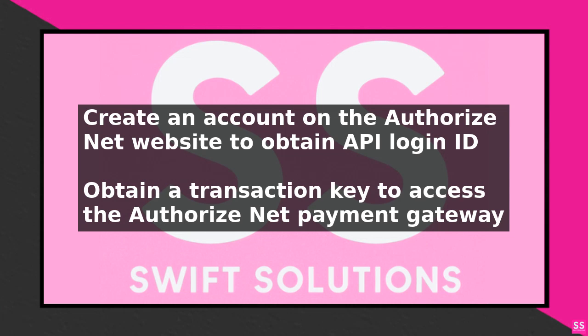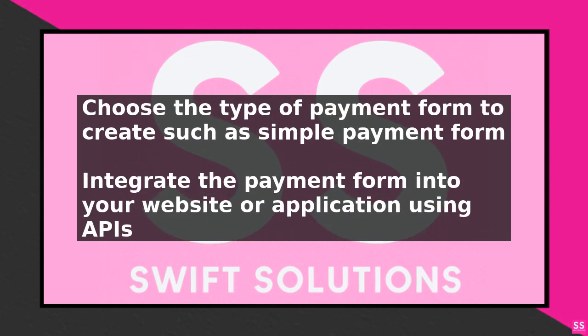Next, choose the type of payment form you want to create, such as a simple payment form or a more complex hosted payment form. Authorize Net provides various APIs and tools to help you integrate the payment form into your website or application. To set up the payment form, you need to specify the payment details, including the amount, currency, and payment method. You can also add additional fields, such as customer information and invoice details, to enhance the payment experience.